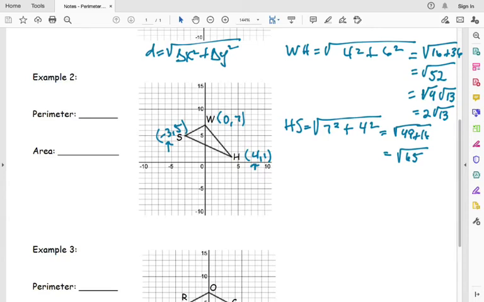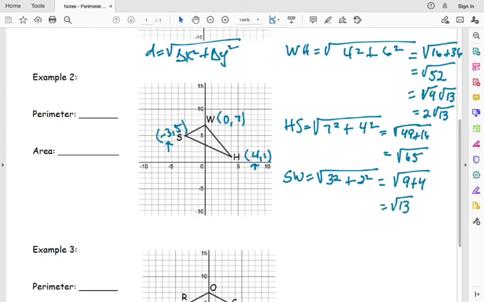And now let's find the length from S to W. So from -3 to 0, that's a distance of 3 for the x's. From 5 to 7, that's a distance of 2 for the y's. So 9 plus 4 is 13.